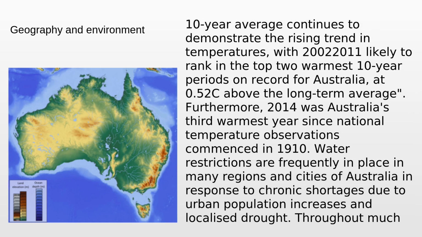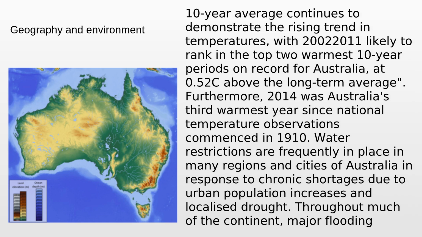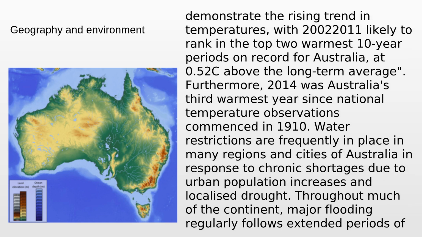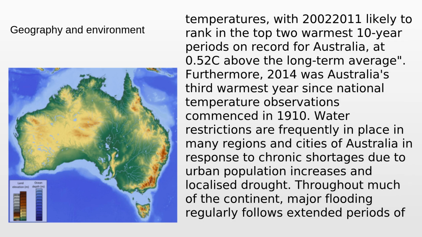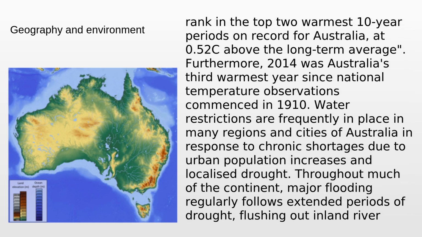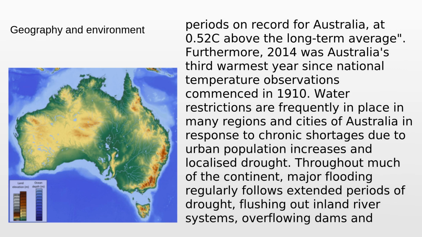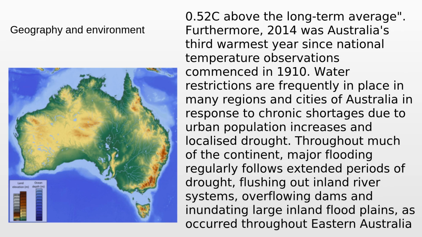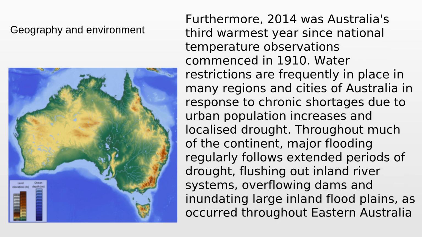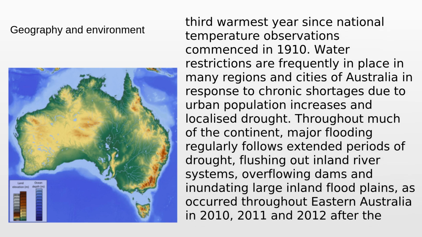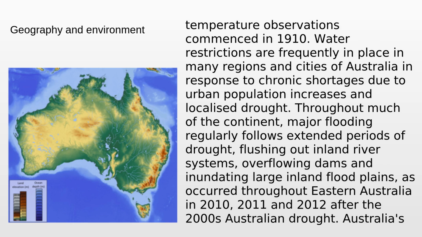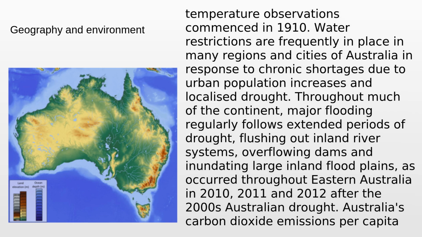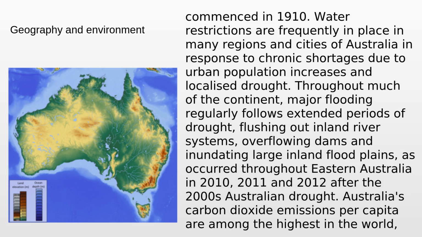However, the country's 10-year average continues to demonstrate the rising trend in temperatures, with 2002 to 2011 likely to rank in the top 2 warmest 10-year periods on record for Australia, at 0.52 C above the long-term average. Furthermore, 2014 was Australia's third warmest year since national temperature observations commenced in 1910.